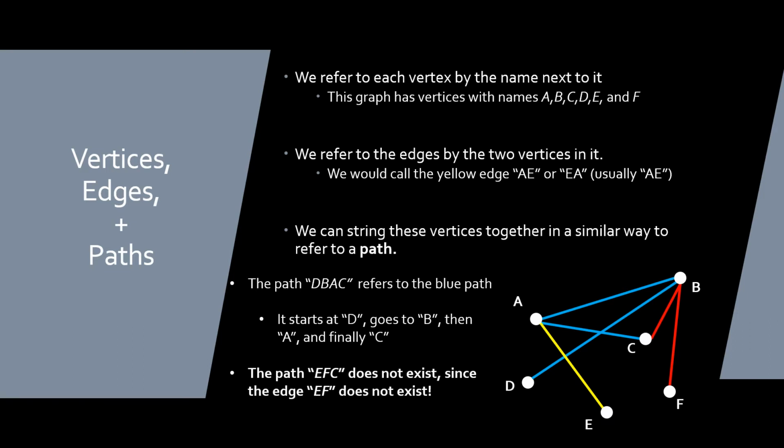And something like EFC is not a path because if you try to start from E to F, you'll notice that EF doesn't actually exist. There's this big gap there. I didn't put something there. There's nothing that's supposed to be there. It's missing. And so EFC doesn't exist because EF doesn't exist.